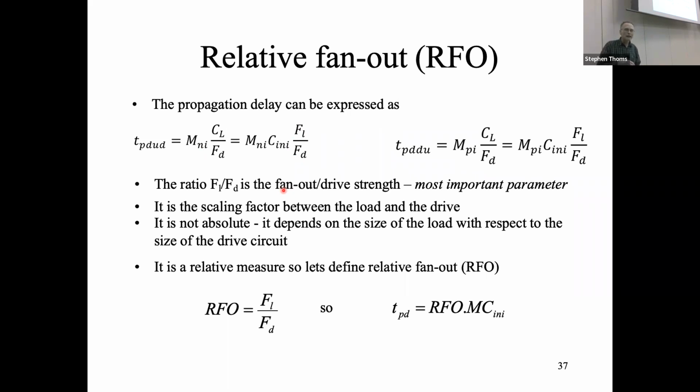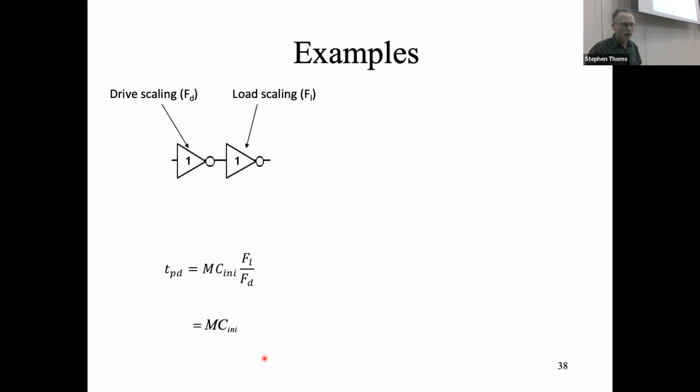So it's a ratio, it's not an absolute number, and it lets us define a relative fan out, which is just that ratio FL divided by FD. And that gives us the propagation delay is simply going to be that relative fan out multiplied by the impedance multiplied by the capacitance. So the whole thing becomes relatively straightforward at this point.